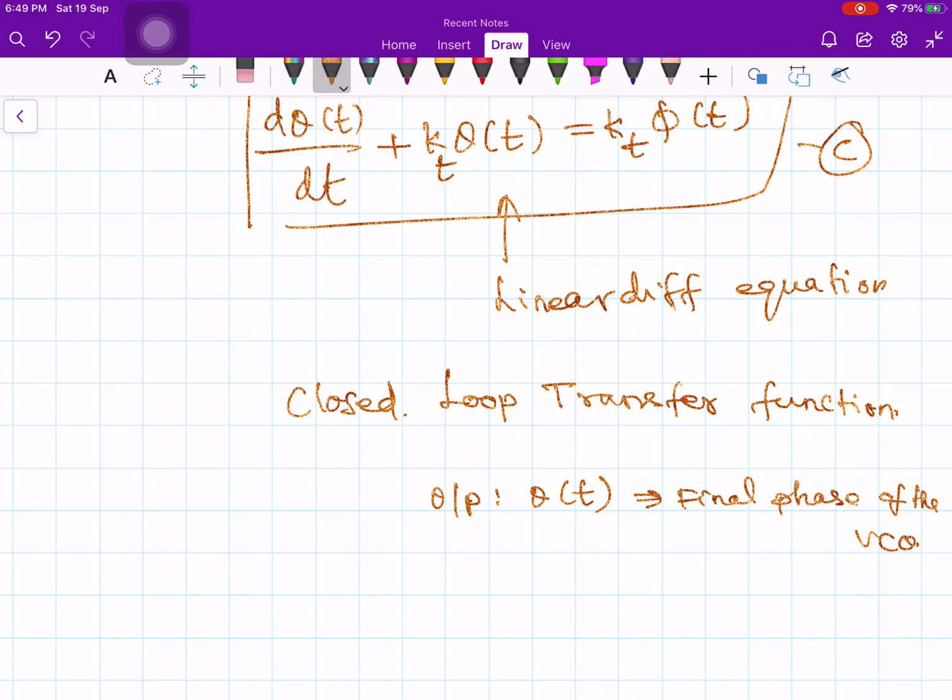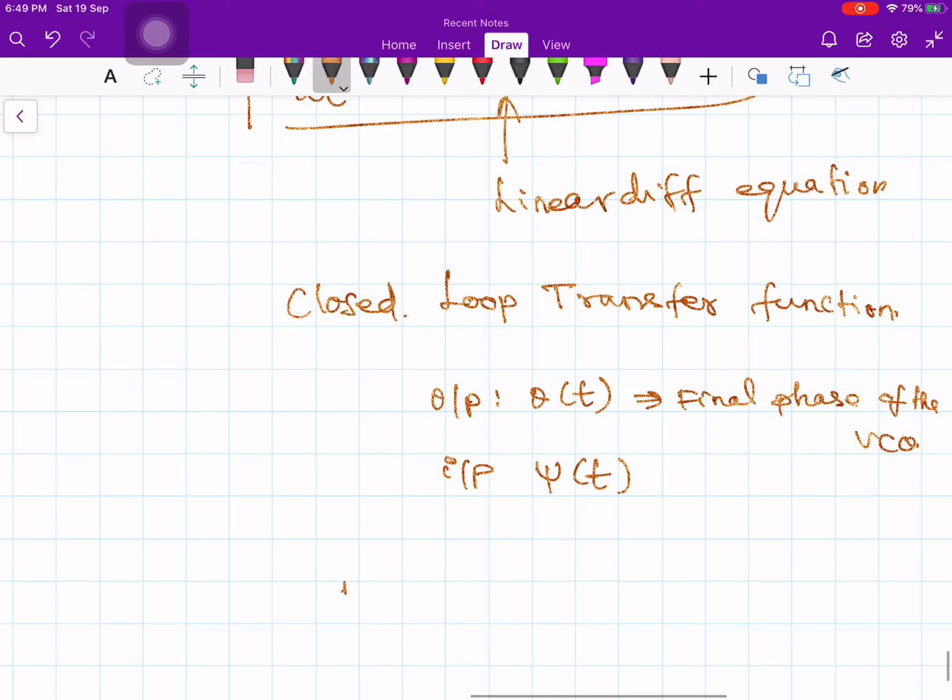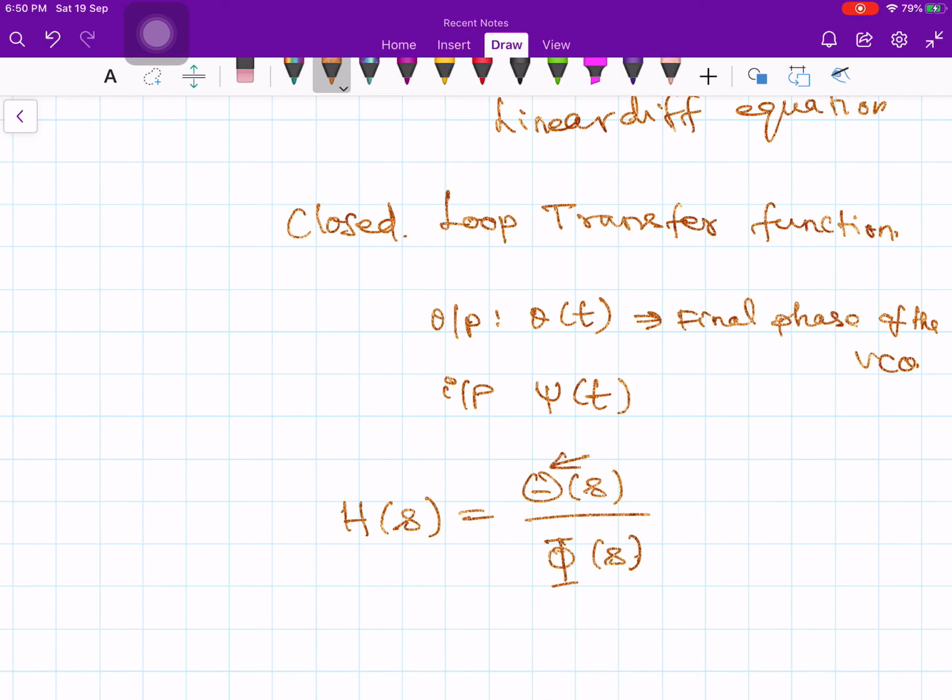Now what is your input? Input is your psi of t from your FM signal, the incoming phase function. So I define the loop transfer function, which is denoted by H(s), equal to the Laplace transform of the output, theta of s, capital Theta, divided by capital Phi of s. So this is my loop transfer function, the closed loop transfer function.